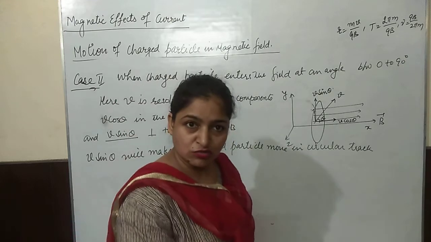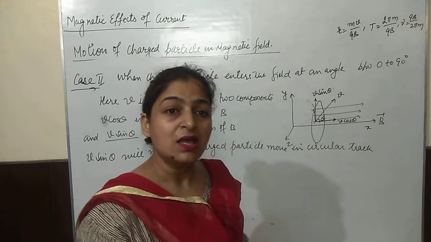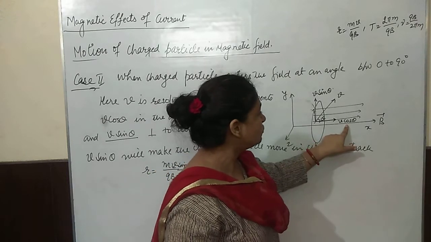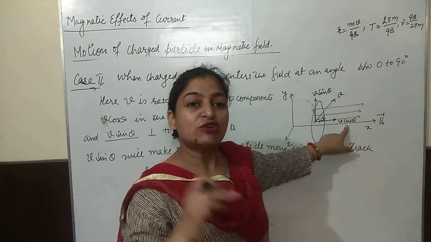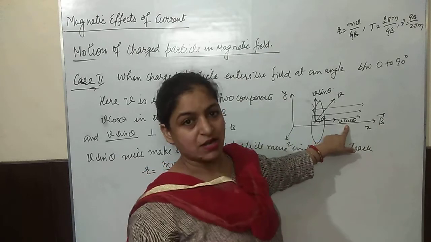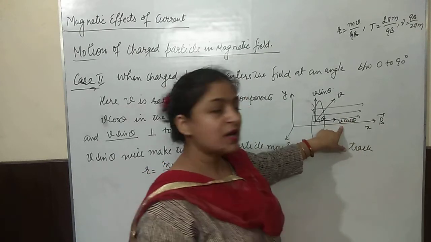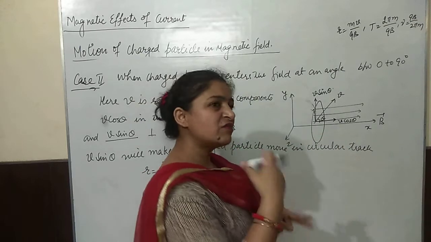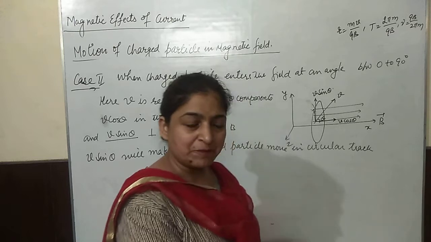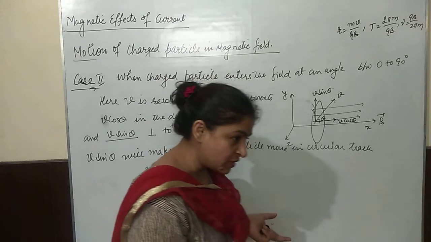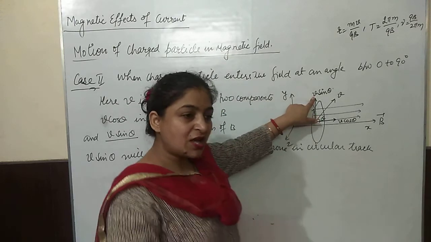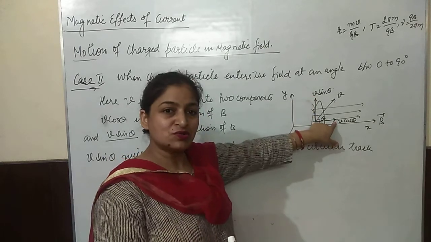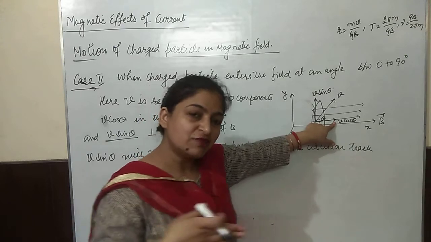Constant in magnitude and constant in direction also, because no magnetic force is going to affect this velocity, because this is parallel to the magnetic field and no magnetic force would be acting on it. So V cos theta will remain as it is with the charged particle. So what is the charged particle now doing? Because of this velocity, the charged particle is moving in a circular track, but one more velocity is also there with the charged particle, that is V cos theta.